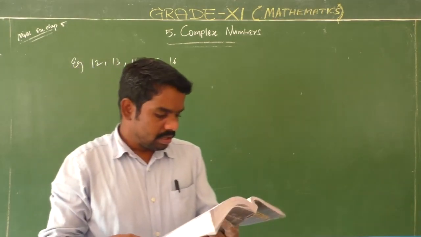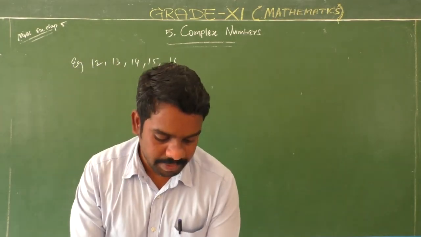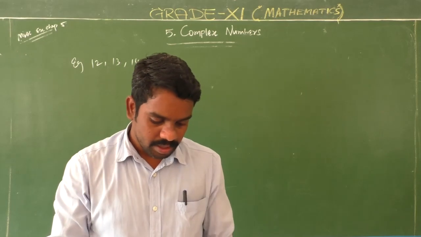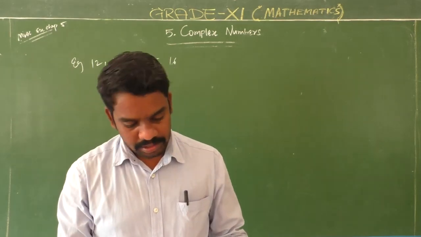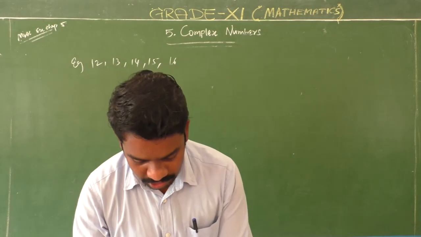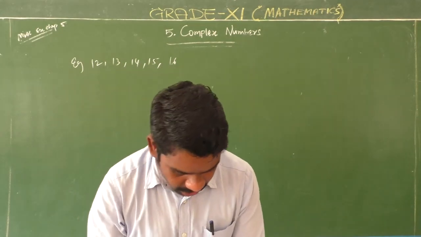Right. Complex numbers is completed. Next topic, 9th grade: arithmetic progression, sequences and series.